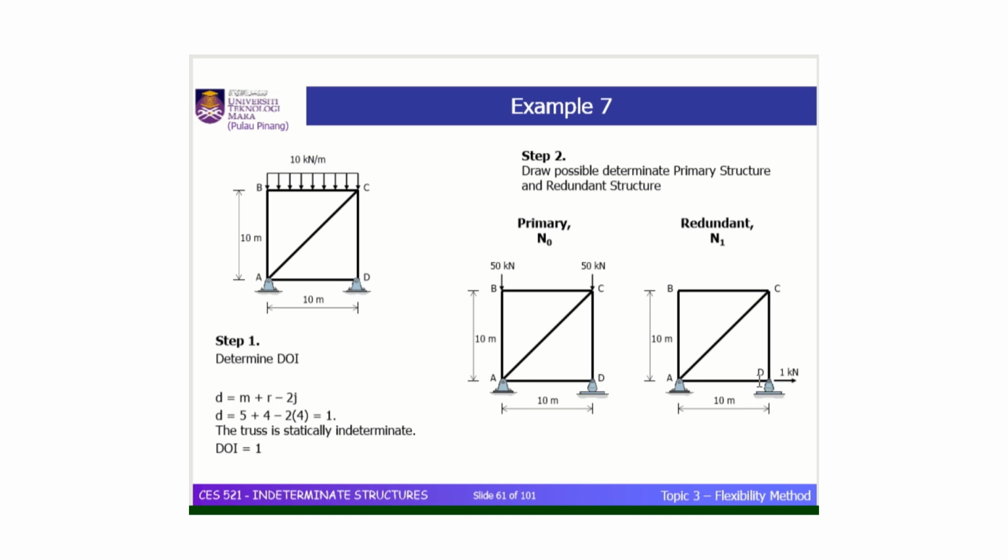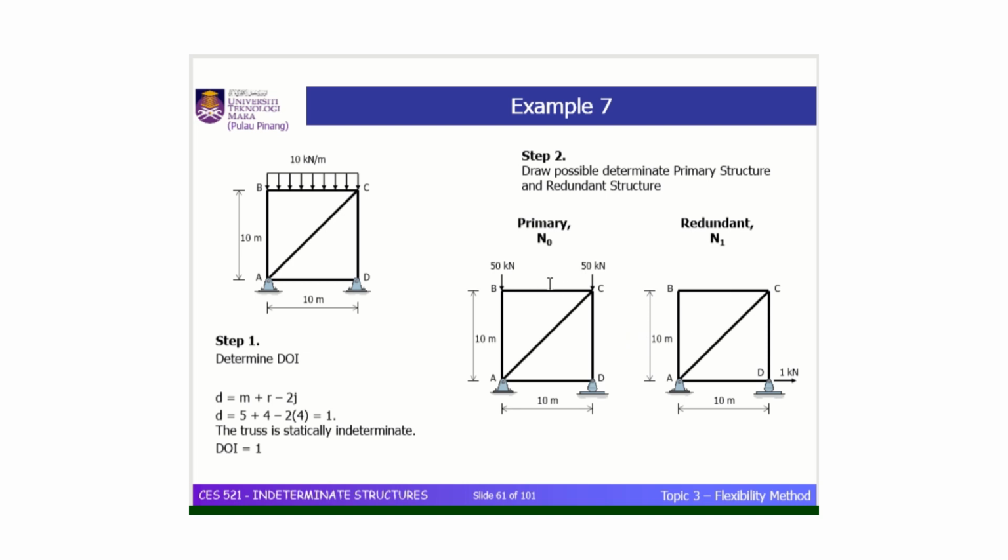Because your primary and redundant must be statically determinate structures, even though your actual structure is statically indeterminate, your primary structure and redundant structure must be statically determinate, by removing the redundant force. When your DOI equal to 1, your redundant force equal to 1. Now because the DOI is external, you remove the reaction. In this case, we remove the Dx. So when you remove the Dx, your actual structure equal to primary structure plus redundant number 1. Because now you have 1 DOI only, redundant structure you have 1 only. The principle of superposition, actual structure equal to primary structure plus redundant number 1.